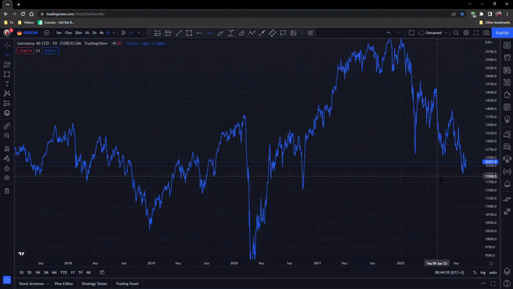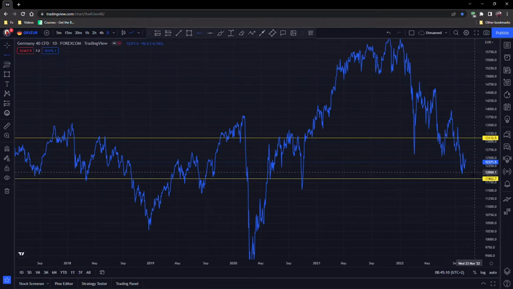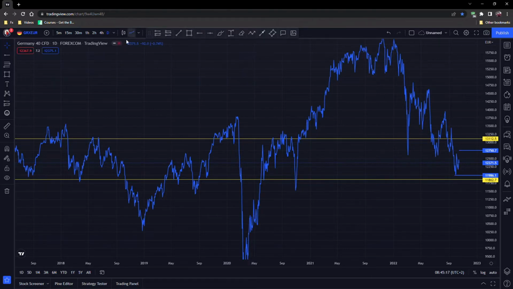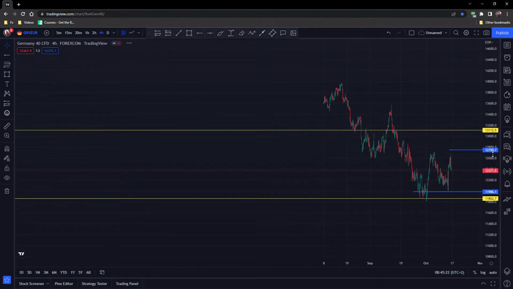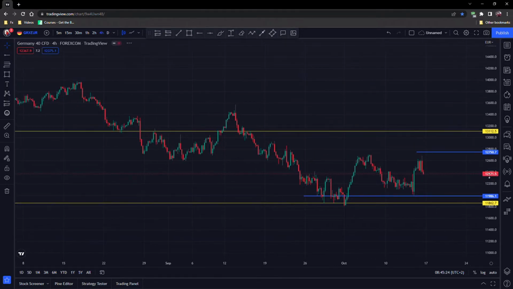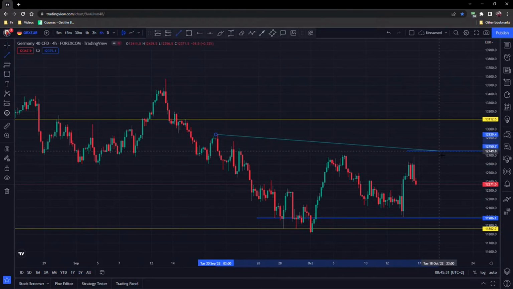Looking at Ger40, we are going to plot our weekly low and our weekly high. Go to the candle. This area right here is going to be a low area, right? This area right here is going to be a high area for us. So let's go to the 4-hour on the candlestick. Let's zoom in to see more of that analysis.